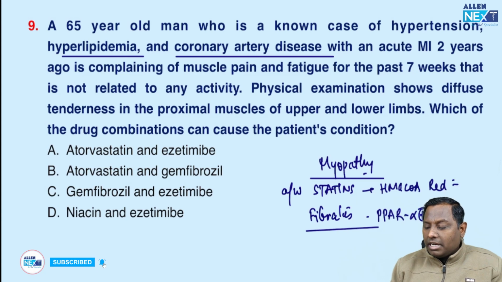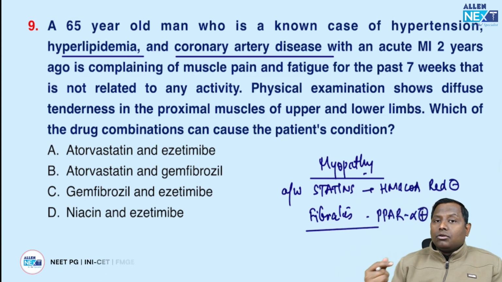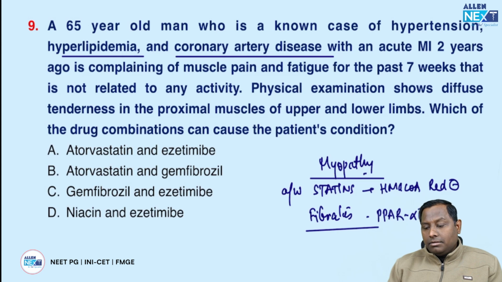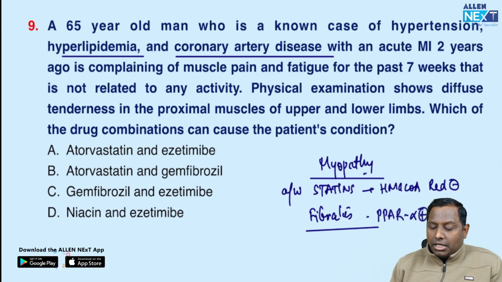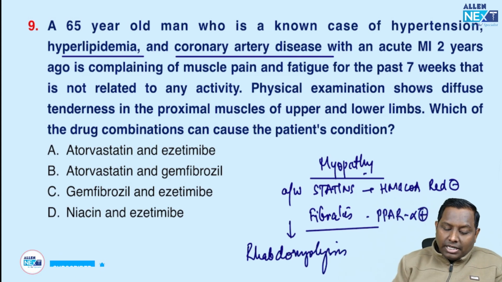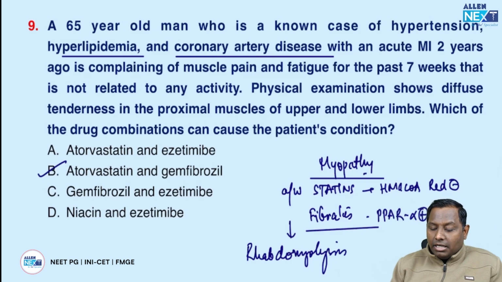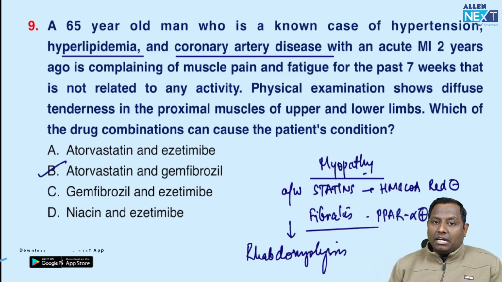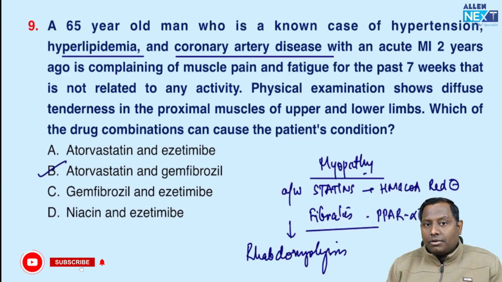So both of them have a similar kind of side effect. That is why we never give these two together. The myopathy can sometimes progress from simple myopathy to life-threatening rhabdomyolysis. So the correct answer for this one is atorvastatin, a statin, and gemfibrozil, one of the PPAR alpha agonists. They are the fibrates. Gemfibrozil and ezetimibe can be given because ezetimibe is inhibiting cholesterol absorption from the intestine.